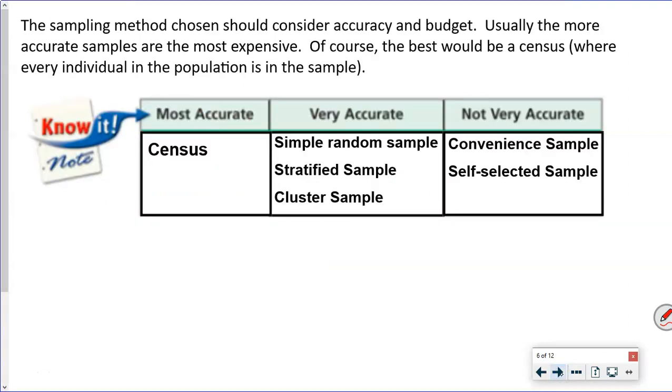All right, so the sampling method chosen should consider accuracy and budget. Usually the more accurate samples are, the more expensive. Of course, the best would be a census, where every individual in the population is a sample, but that's usually just not feasible. So the most accurate is a census. Then simple random, stratified, and cluster are very accurate, and then not very accurate are convenience and self-selected samples. So do y'all notice one missing here? Systematic, yeah. Systematic I would say is very accurate too, so we could put that under here. Okay?